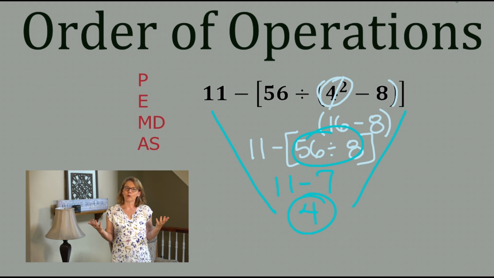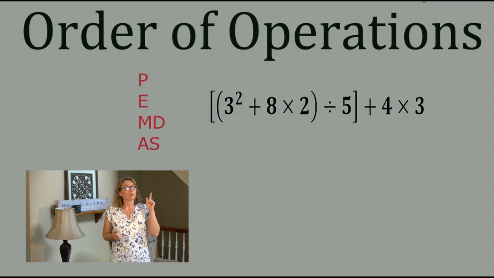Our last example will be a little bit of a challenge, but we can tackle it. Brackets, parentheses, 3 squared plus 8 times 2, and parentheses, divided by 5, and brackets, plus 4 times 3. The good news is that you don't normally have to read these things. They don't come out that great with words. Let's get started to make this monstrosity into a simpler number. Remember, we start inside and go out.